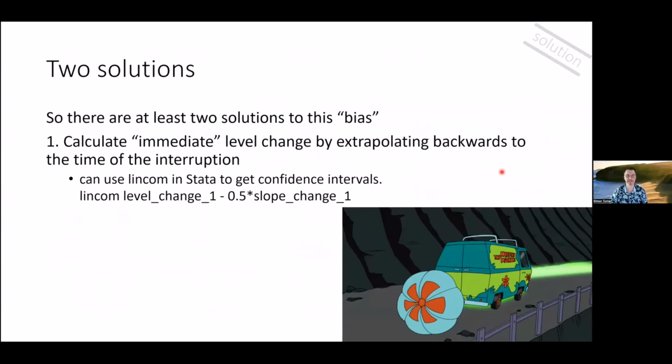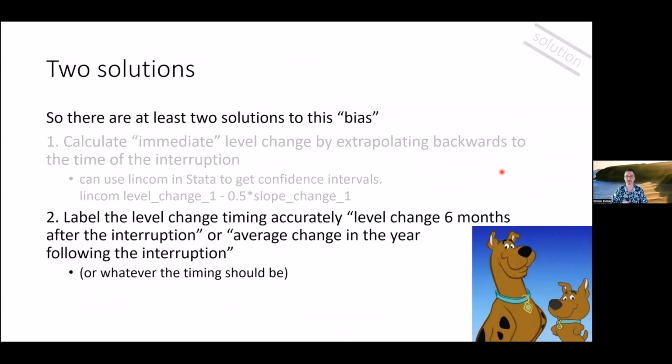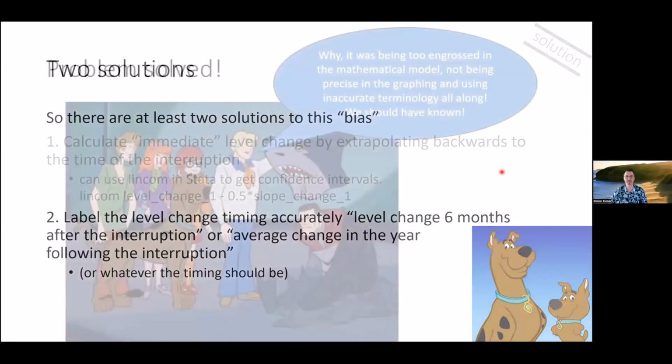So that's excellent. And of course, something else you can do is just be more accurate. So when we're reading interrupted time series papers now, we need to know that when they use the word immediate, it doesn't always mean immediate. Often it's a shorthand because that's how you analyze it using that code, but actually it could mean that you're out by 6 months, or maybe you should more correctly say the average change the year following the interruption, or whatever your actual timing is.